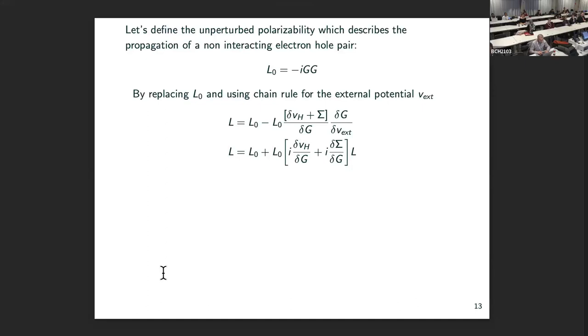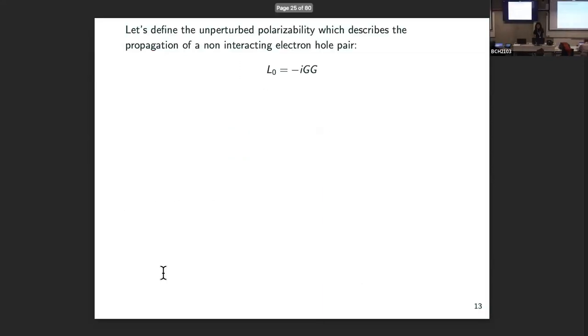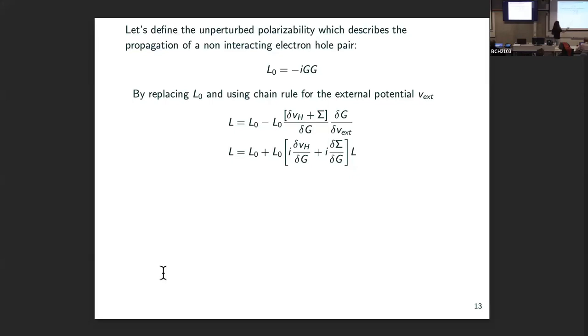We can replace the L zero back in our equation, and we get this. And now we can apply a chain rule and rewrite the derivative of the Green's function with respect to the external potential as a derivative with respect to G, and G with respect to the external potential. So we go through the density. With this, we now have two terms in here, just split it.